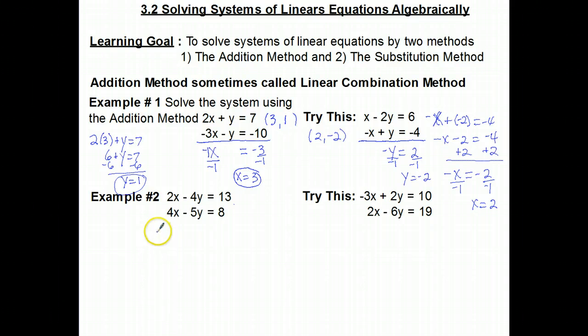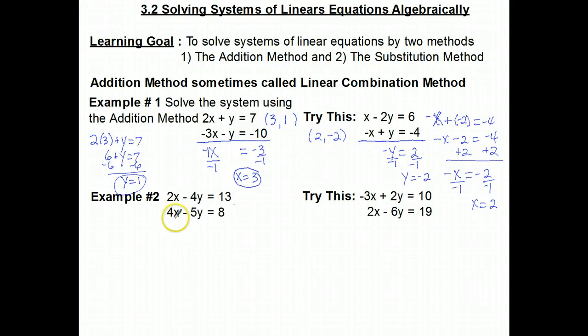Okay, next example. Here, when we look at this system, the directions are the same, solve by adding. We don't see any gifts, none of the pairs of coefficients are opposites already, so what we have to do is create opposites.